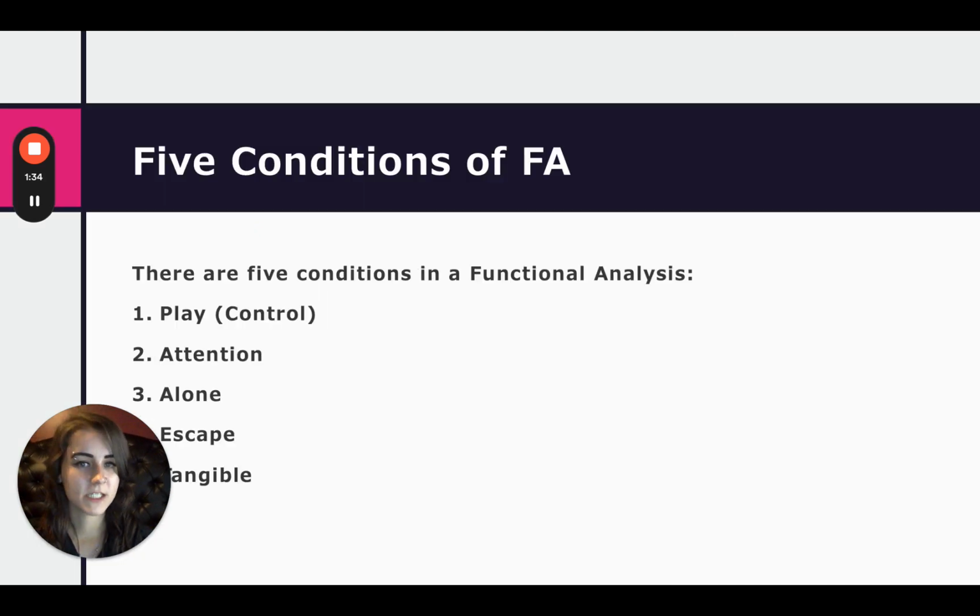There are 5 conditions of functional analysis that we'll be going over today. Number 1 is play, which is our control condition, 2, attention, 3, alone, 4, escape, and 5, tangible.